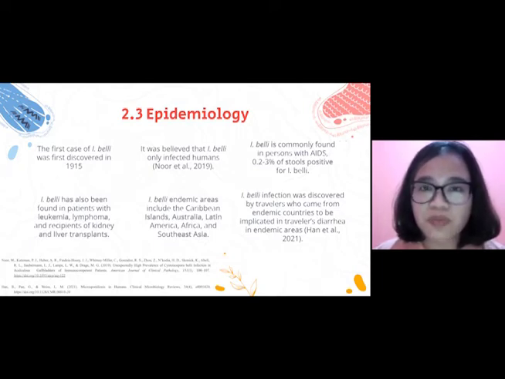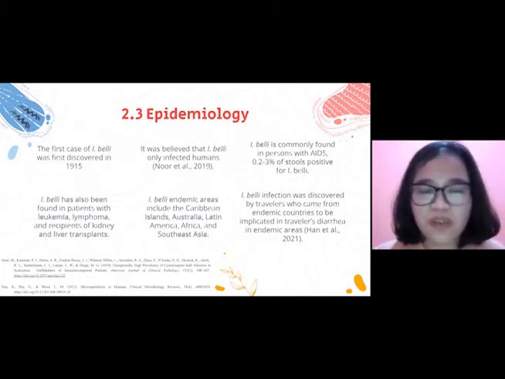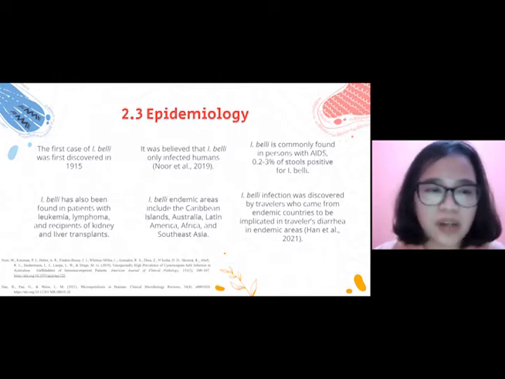0.2 to 3% are still positive for Isospora belli. In addition, Isospora belli has also been found positive in patients with leukemia, lymphoma, and recipients of kidney and liver transplants. Isospora belli infection was discovered in travelers who came from endemic countries such as the Caribbean islands, Australia, Latin America, Africa, and Southeast Asia. It has been reported to be implicated in travelers' diarrhea in endemic areas.